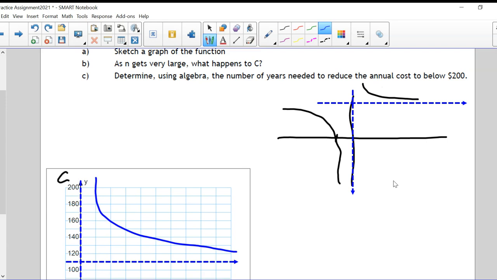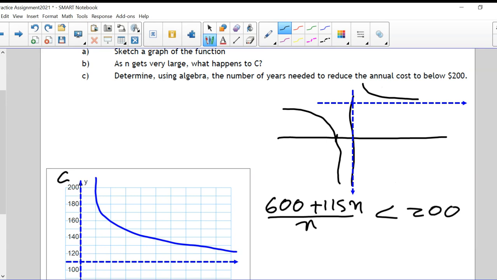So here we go. Grabbing my stylus here. So 600, what color am I? Let's go back to black. 600 plus 115n over n is less than 200. How do we solve this? Let me get some ideas on how to solve this. What do I do to solve this, folks? Help me out. All right, we need to solve for n. What do I do to solve for n?